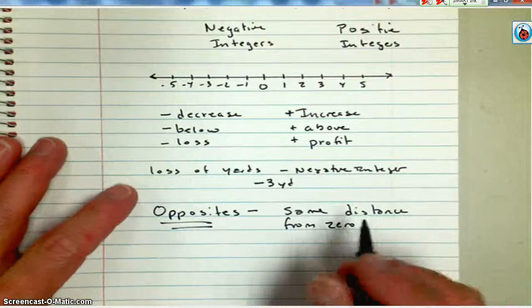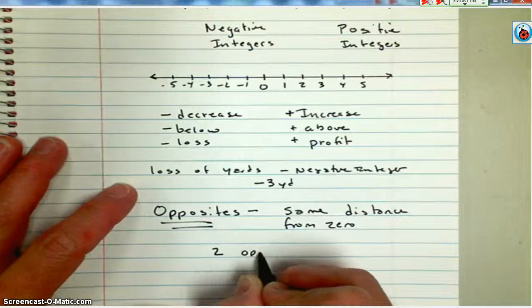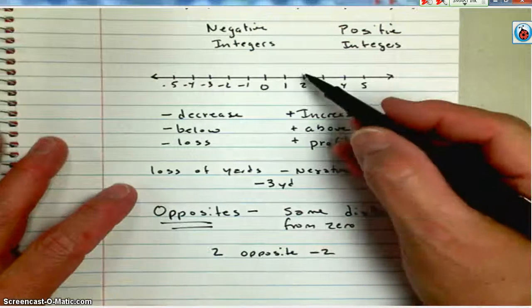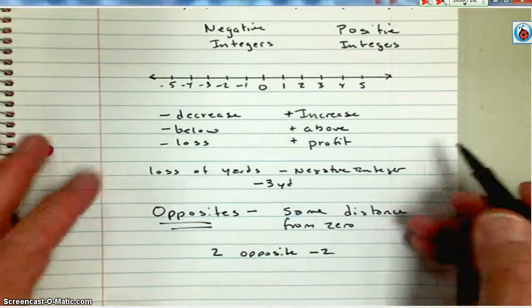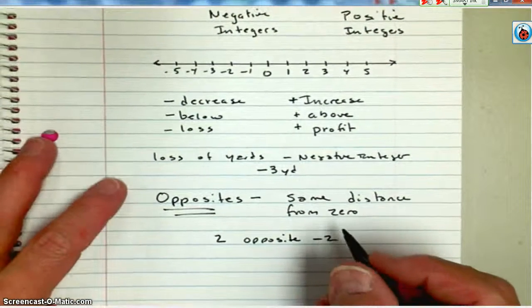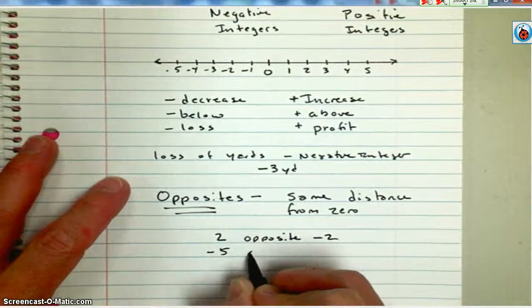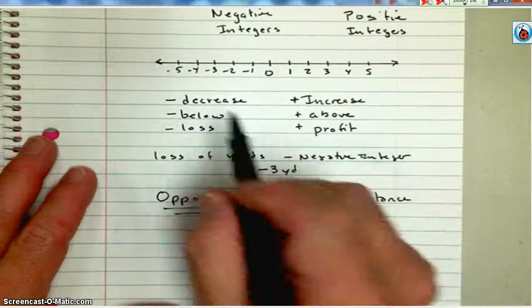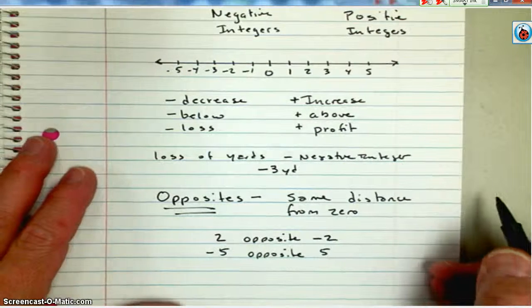So for example, if we have the integer 2, the opposite is a negative 2. Since 2 is 2 to the positive, a negative 2 is 2 to the negative. So it's again equal distance from 0, is what an opposite is. And of course, if we have a negative 5, the opposite of a negative 5 would be a positive 5. So again, it's the same distance from 0 is what an opposite means.